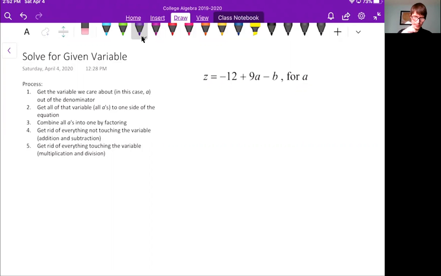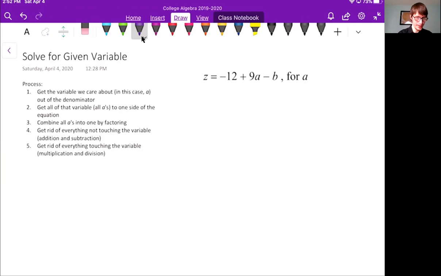Let's look at this given problem. It says z equals -12 plus 9a minus b, and we're solving for a. Now there's 5 steps that should really carry you through any problem you see like this. This is a simpler problem, so we'll skip through a lot of steps. But we're going to see another problem that goes through all of them. Let's first go through these steps so you can understand what we need to do.